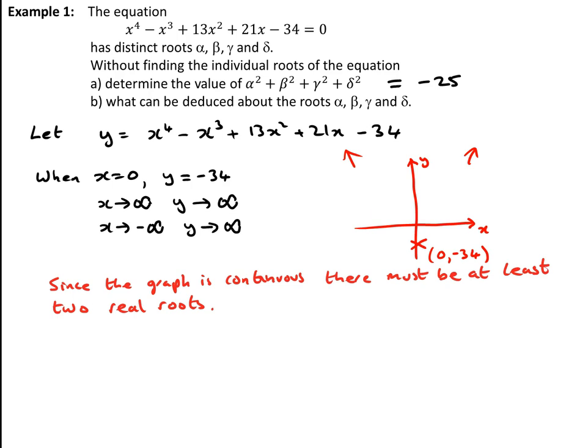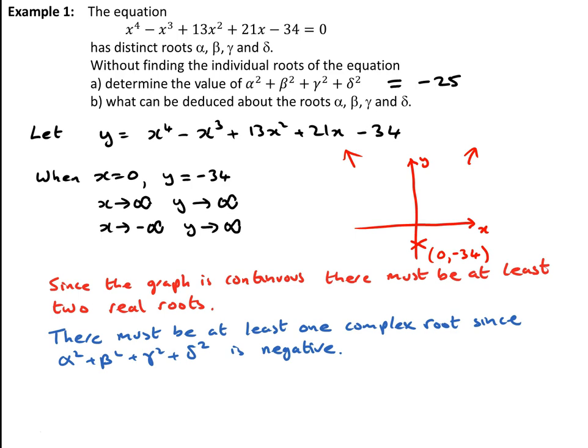On the other hand, if all the roots were real, then that would mean that alpha squared, beta squared, gamma squared and delta squared would each be a non-negative number. So when we added them up, alpha squared plus beta squared plus gamma squared plus delta squared must certainly be non-negative. But we know that alpha squared plus beta squared plus gamma squared plus delta squared is equal to minus 25. So that tells me that there must be at least one complex root.